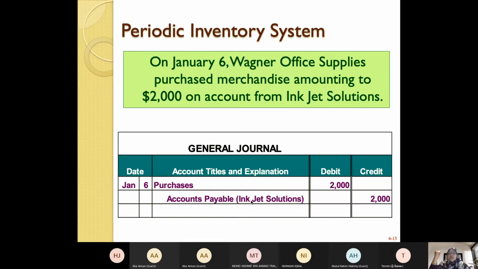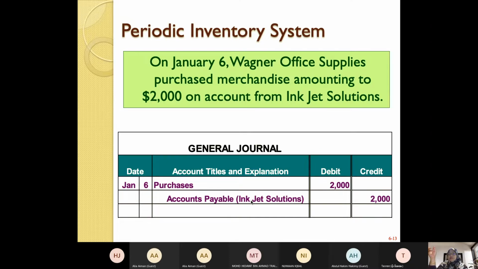So for example here, January 6, Wagner Office Supply purchased merchandise amounting to 2,000 from Inkjet Solutions. Under the periodic system, the difference is that when you make a purchase, you debit your purchases and you credit your accounts payable. See, there's no account called inventory yet. You do not create an inventory account. You just record, oh, I purchased. There's a purchase of 2,000 from Inkjet Solutions, so you create accounts payable. So that's the first difference.